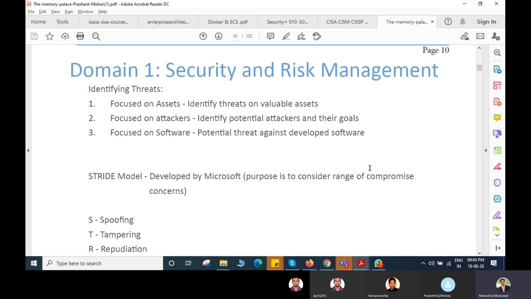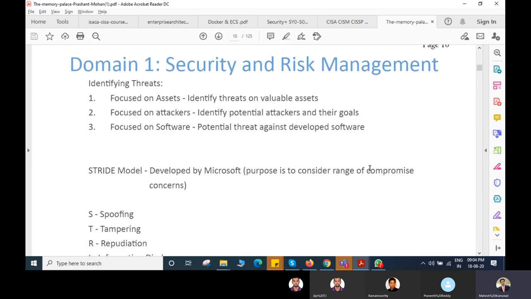So, identifying threats. We have focused on assets, attackers, and software. We identify the assets in the company, and we can say we have some proactive approaches and some reactive approaches. So what different approaches are we going to implement, and at what place? The first focus is on assets: identifying threats on the valuable assets.